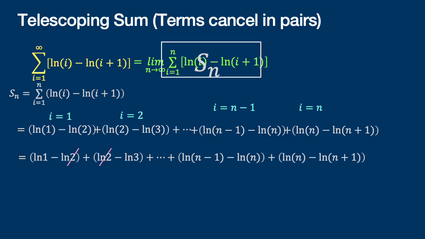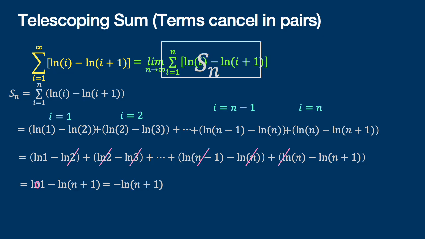Negative ln 2 cancels out ln 2. Negative ln 3 cancels out the first term of the next parenthesis. That's ln(n-1), negative ln n plus ln n. We have ln 1 minus ln(n+1). That's why it's telescoping. The middle part is going to be unseen when you fold it, guys, right? So ln 1 is 0, right, guys? So we have the partial sum is negative ln(n+1).